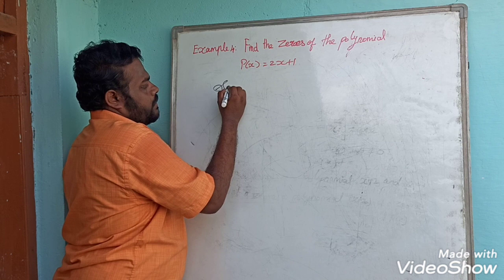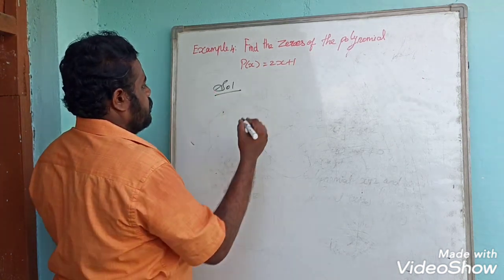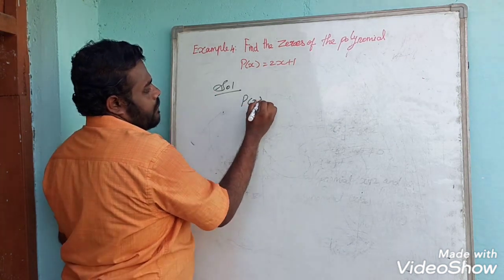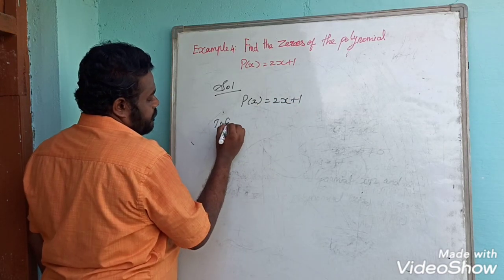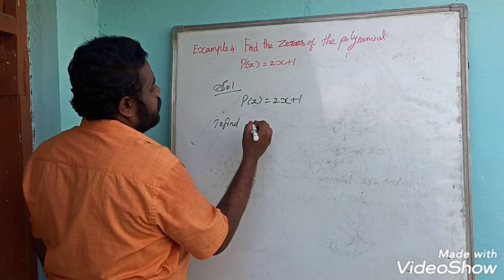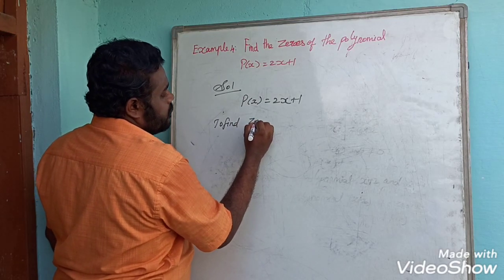So solution, p of x equal to 2x plus 1. To find zeros of polynomial.